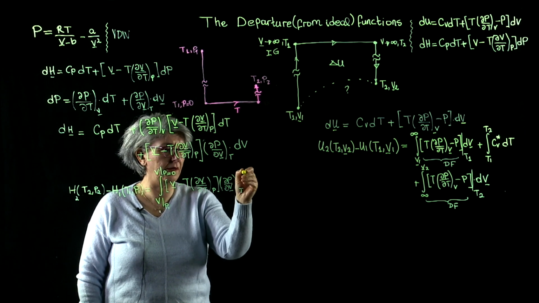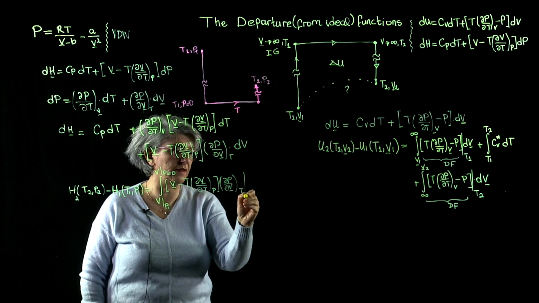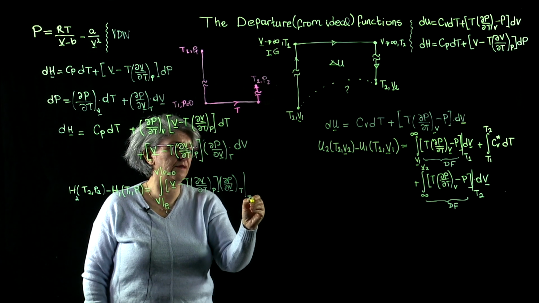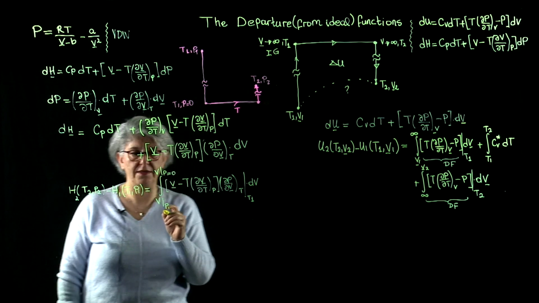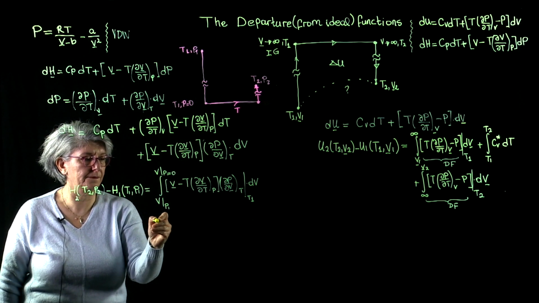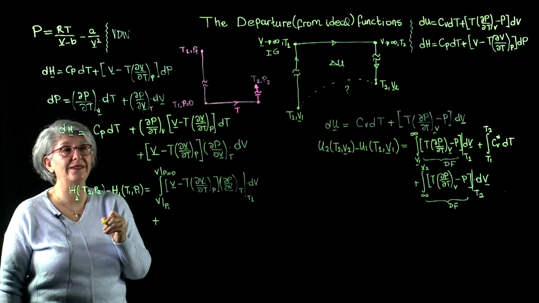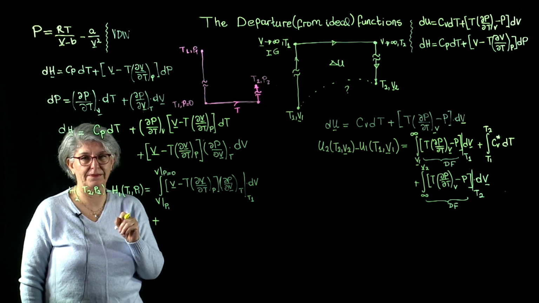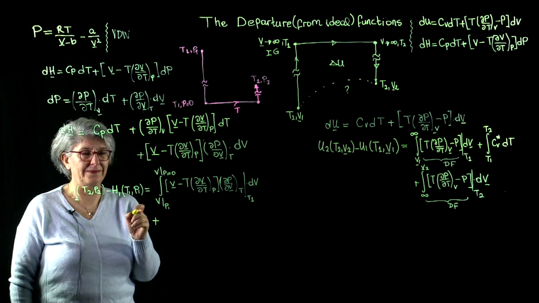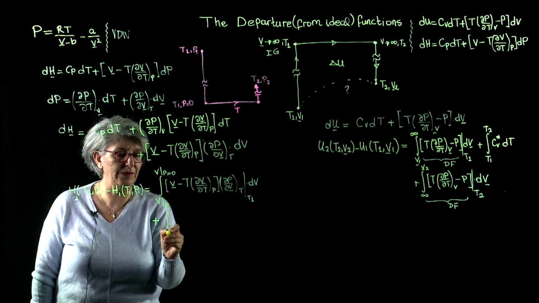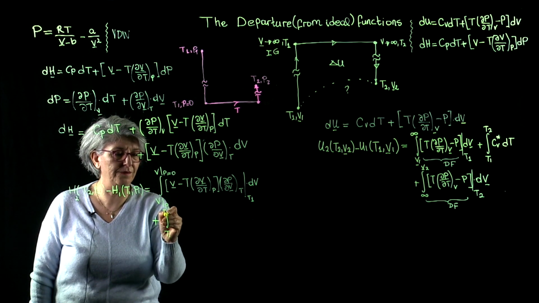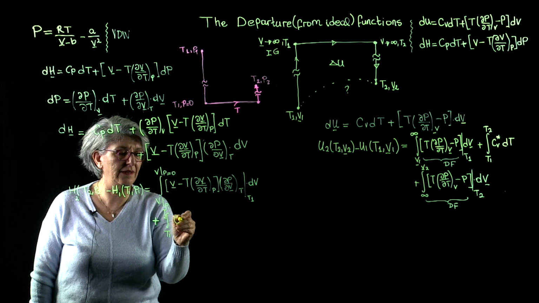times dV, and this is of course evaluated at T1, plus, now I'm at the ideal gas state. Between T1 and T2, Cp star dT.